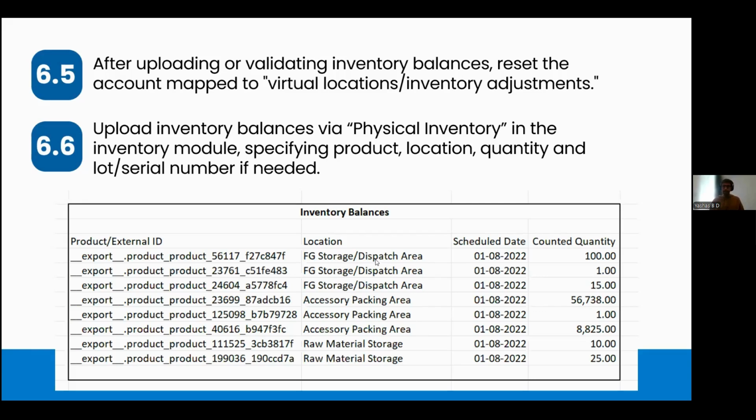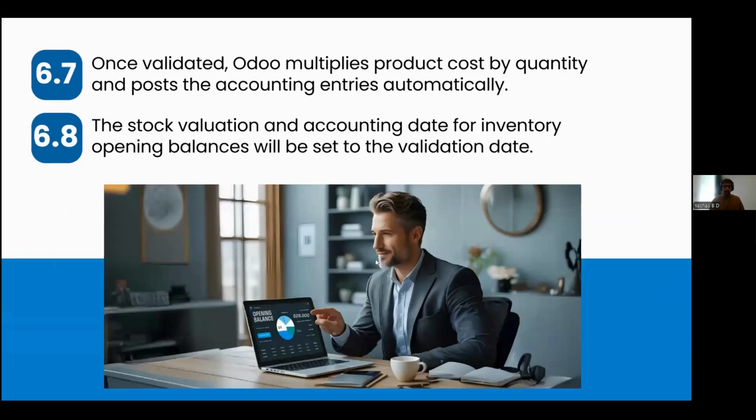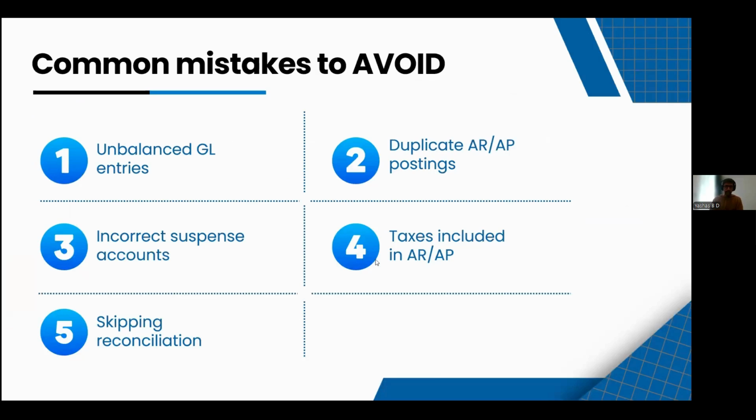And that's the reason we say that the cost is very important to be maintained in the product masters. And as I said, all the accounting entries along with the stock valuation entries will be populated once the inventory is validated. So this is how the complete opening balances will be uploaded. As I said, first is the general ledgers, nothing but a journal entry. Then the AR and AP, and then we discussed banks, and also the inventory.